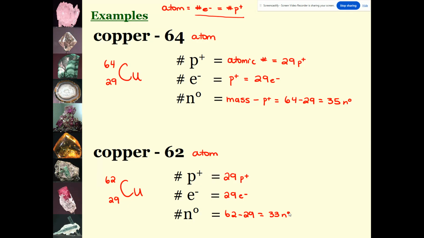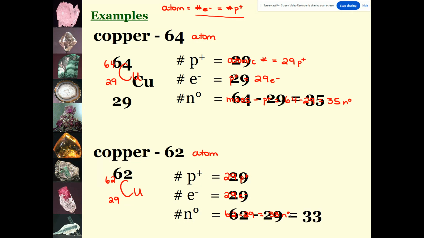So my copper 64 and copper 62 have the same protons and electrons. They're the same element, but they have a different number of neutrons contributing to them having a different mass. And you can see there how their isotope notation differs. Okay? So that's really the majority we're going to spend on isotope notation.